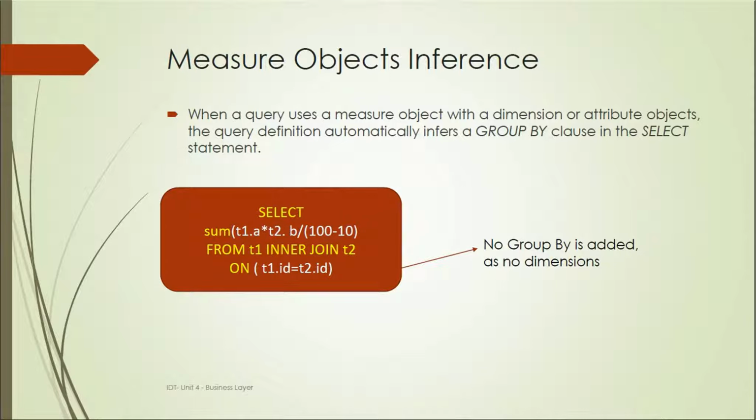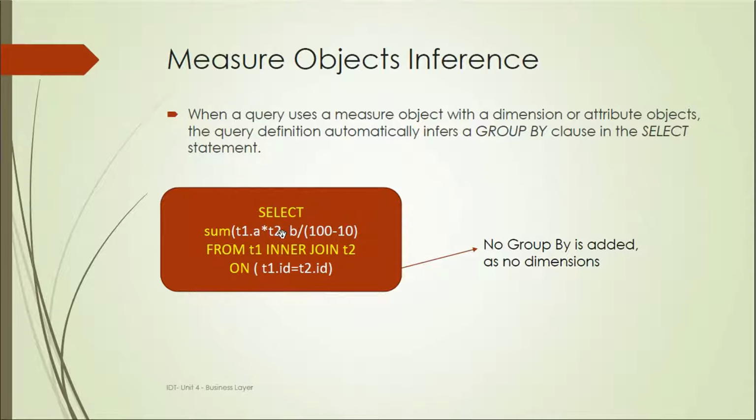Next is measure object inference. Whenever we are using any aggregation function in a query, it is a general rule in SQL that whatever column names appear outside that aggregation function must come under the group by clause. So if you see, this is one query: select sum of this formula from T1, that is table 1, and inner join T2, table 2. This is one condition.